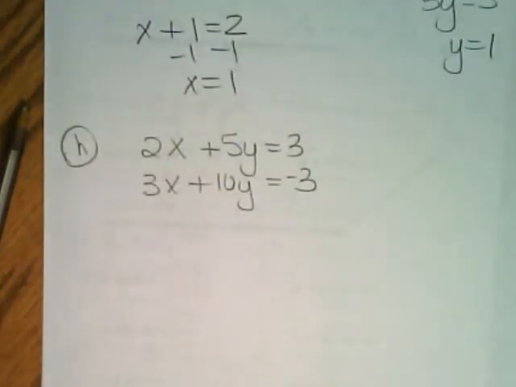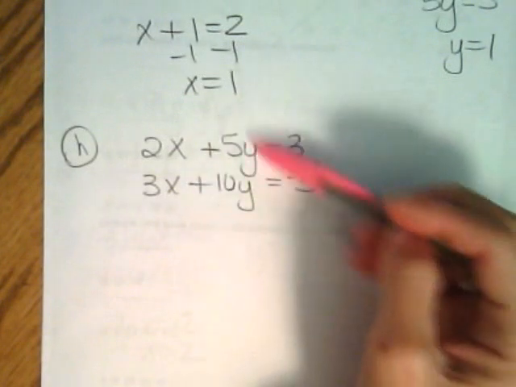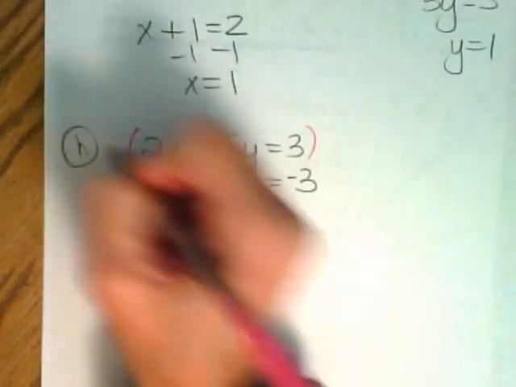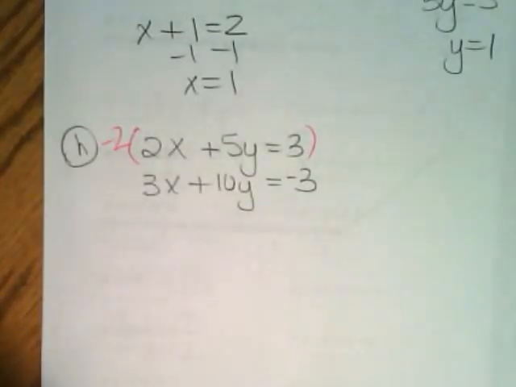Okay, so here I have two equations. They're in standard form. It's all lined up. But I don't have a variable I can eliminate. So I have to do something to an equation to create that ability. The easiest way to do it is I have 5y and 10y. So what do I want to do? I want to multiply my top equation by a -2.